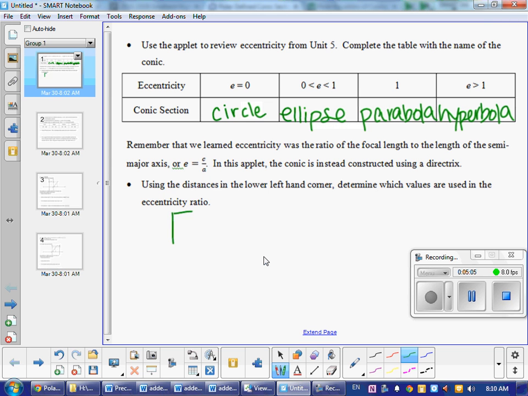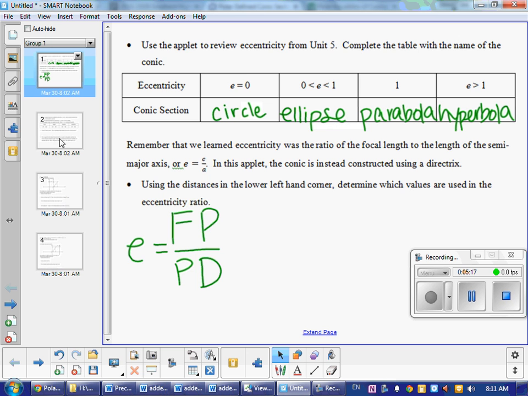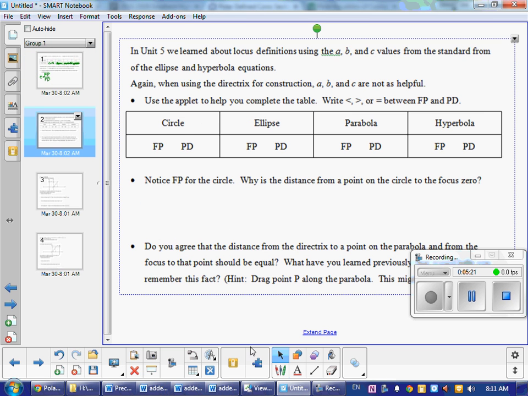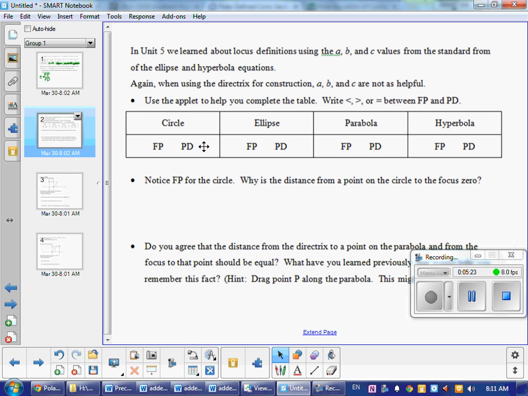So the new definition for eccentricity, can you write this, is going to be FP over PD. So this is a new definition for eccentricity. So the last piece on this paper is we're going to compare FP and PD.